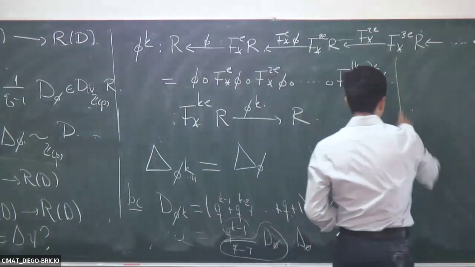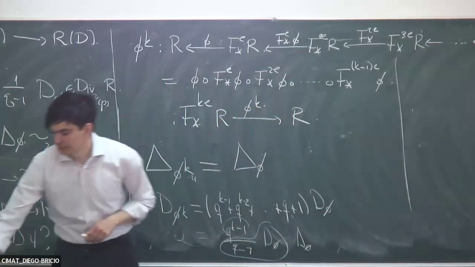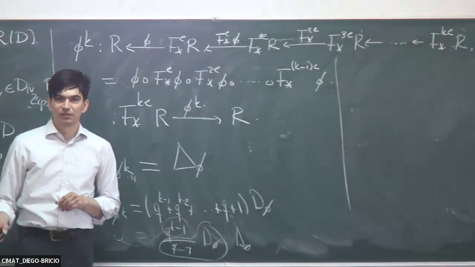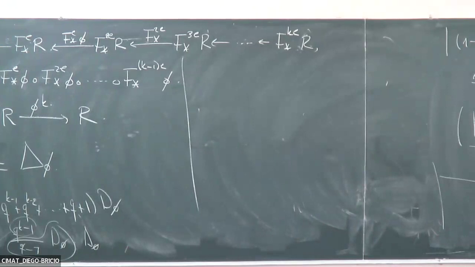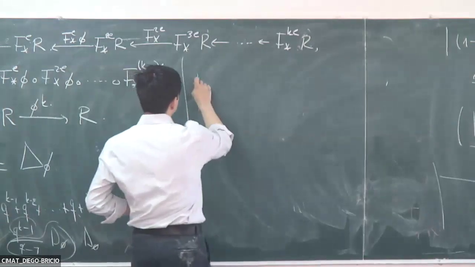I've told you there are two ways in which two maps can define the same delta. Could there be another way? The answer is no. So let me write down this definition.